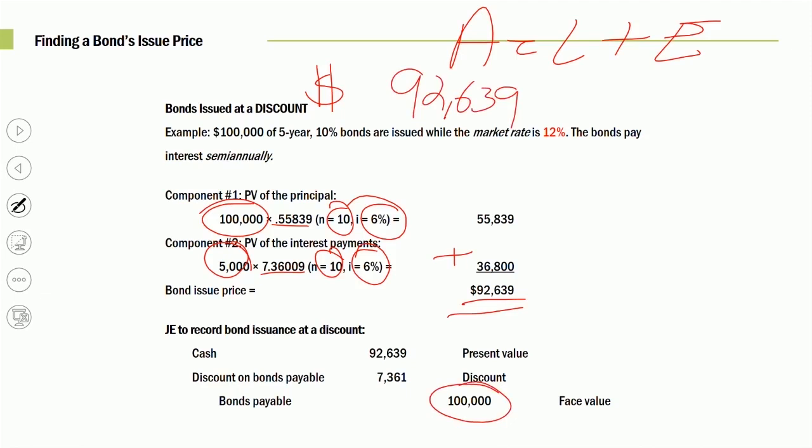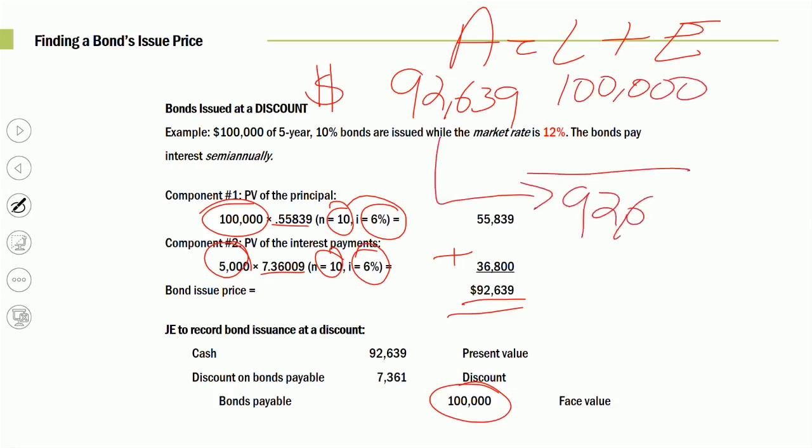Notice premium, discount, or par. What are we always going to pay back at maturity? The face value, $100,000. Your initial carrying value has got to be the same thing as the cash collected, $92,639. What do we have here as of right now? An unrecorded discount, an unamortized discount, $7,361. So that's really a deferred loss.